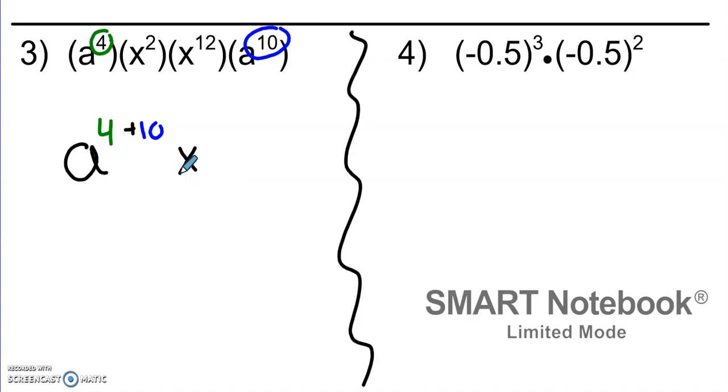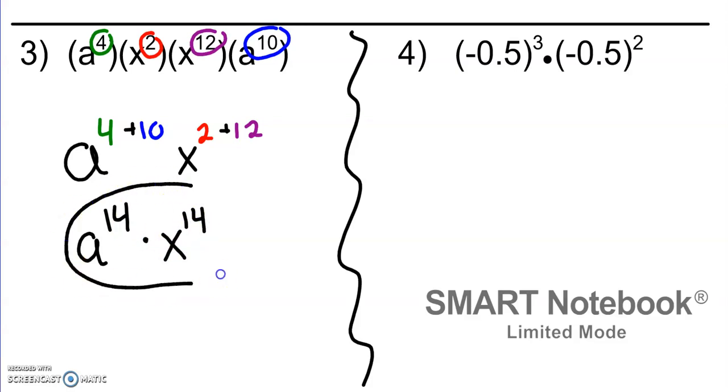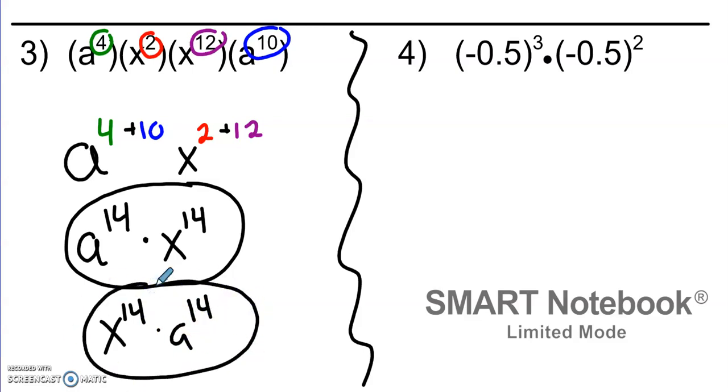Likewise, I can do the exact same process here with my x's. Well, I have 2 over here, I have 12 here. Since it's the same base and I'm multiplying, we're going to add the exponents. So we get a to the 14th times x to the 14th. If you have it as x to the 14th times a to the 14th, these are the same.